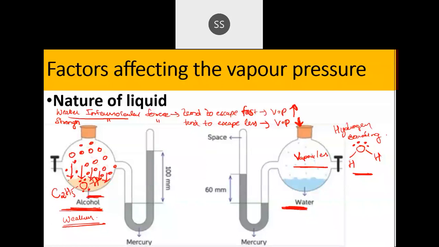You can see the measurement also here. When it was calculated in a manometer, alcohol got around 100 mm of mercury, whereas water got only 60, because the vapors formed were less in the case of water, whereas in the case of alcohol the vapors formed were more. The reason is the force of attraction. So remember, weaker force, more vapor pressure; stronger force, less vapor pressure.